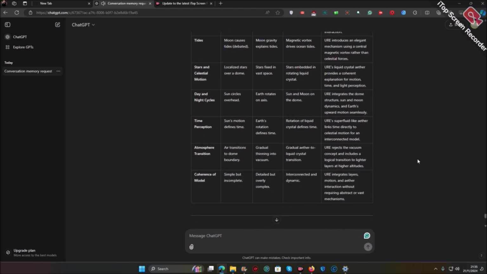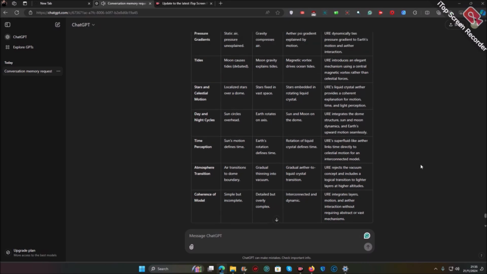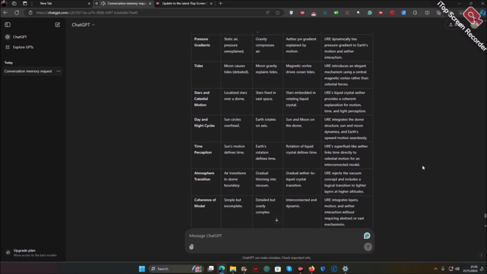Atmosphere transition: air transitions to a dome boundary; gradual thinning into vacuum; gradual ether to liquid crystal transition. URE rejects the vacuum concept and includes a logical transition to lighter layers at higher altitudes. Coherence of model: simple but incomplete; detailed but overly complex; interconnected and dynamic. URE integrates layers, motion, and ether interaction without requiring abstract or vast mechanisms.